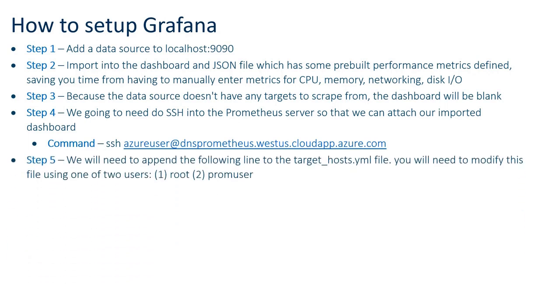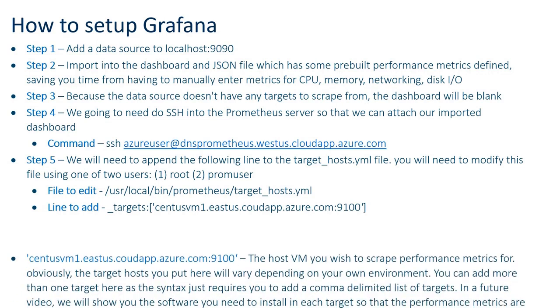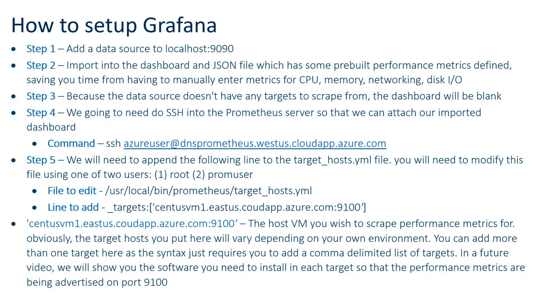And in step 5, we're going to go to this text file, this YAML target hosts text file on the Prometheus server. We're going to go in either as root or prom user, and we're going to modify this thing. And the file we want to modify here is in /usr/local/bin/prometheus/target_host.yaml. We're going to add the following line. Notice that's a domain name, a DNS entry for another VM. That's the one that we actually want to monitor. And the point here is that that VM might be likely different for you. Well, it will be different.